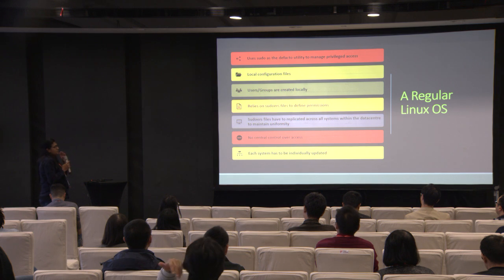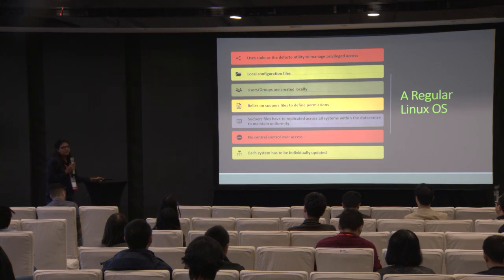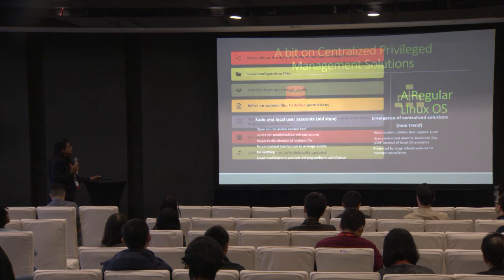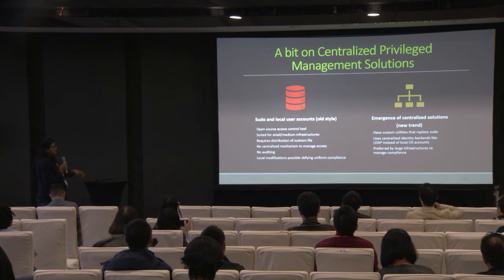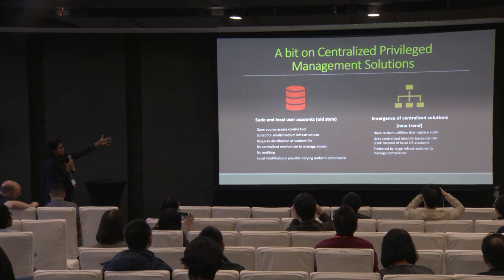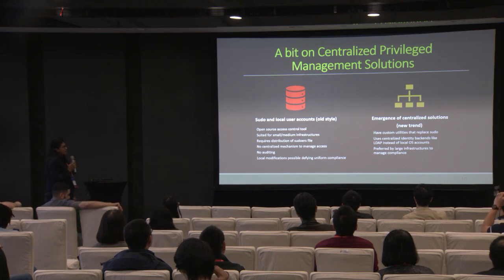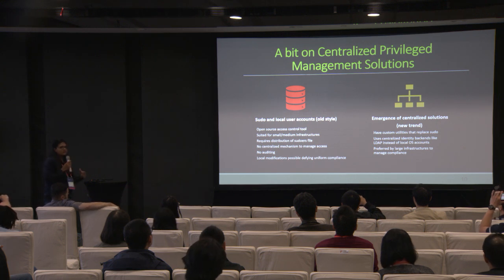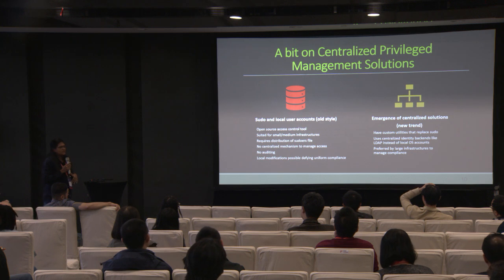It focuses on one system at a time, and it does not give you a central control or granular control over how it should be for each of the systems. So this is where a centralized solution comes in. Sudo and local user accounts are basically open source, and it's okay for small and medium infrastructure. It does not have a lot of things, like auditing, which means that every time you go and make any changes to your sudoers file, it's going to be difficult to figure out who made the change, what exactly is the change, etc.